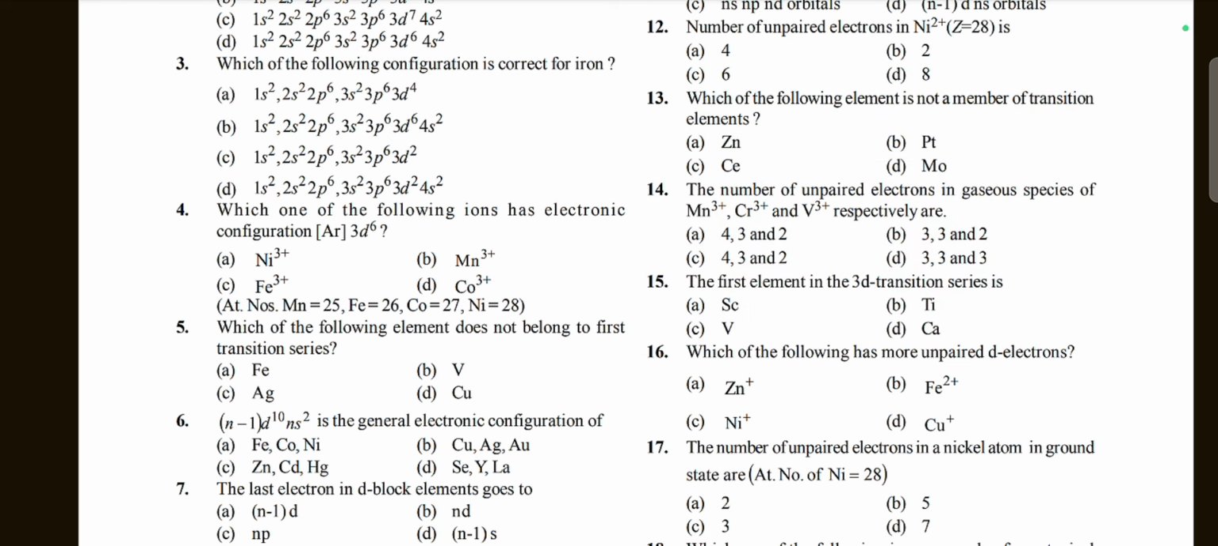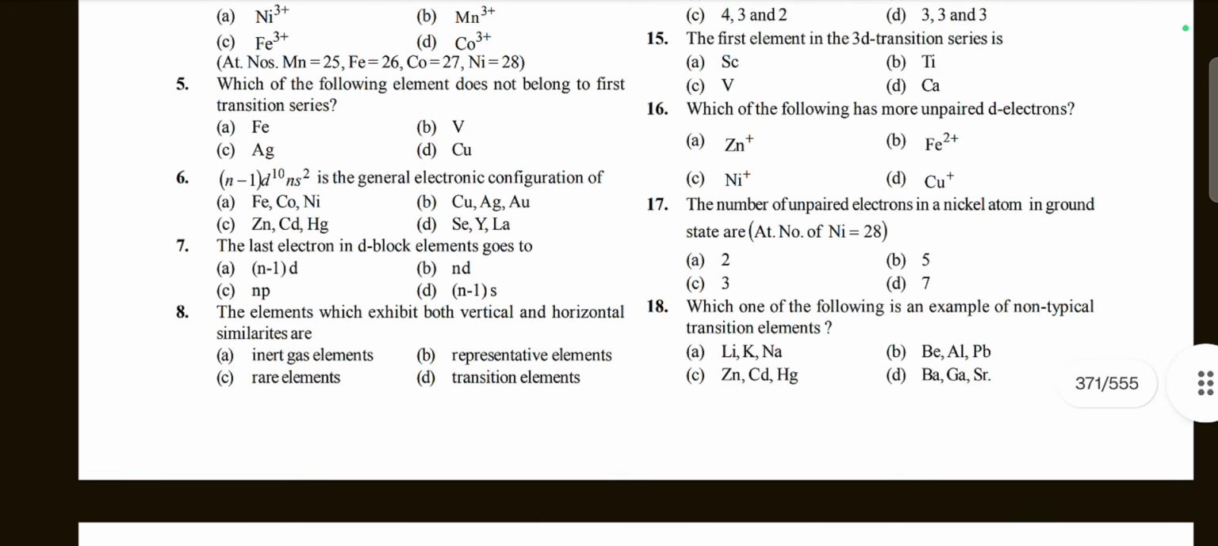Which of the following elements does not belong to the first transition series? Option C, Ag. Ag belongs to the second transition series. (n-1)d10 ns2 is the general electronic configuration of Zn, Cd, Hg. Option C will be the answer. They are not considered as transition elements. These are the exceptions. The last electron in d block elements goes to (n-1)d. Option A will be the answer.